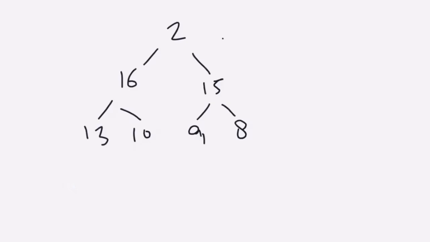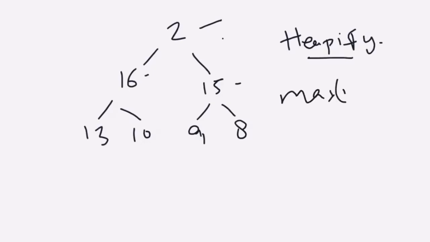Now we have successfully deleted the element, but this is not a max heap right now because 2 is not the maximum element and it is at the root node. So now what we do is something called heapify. In heapify, we basically check the node, its left element and its right element, and find the maximum element among the three.